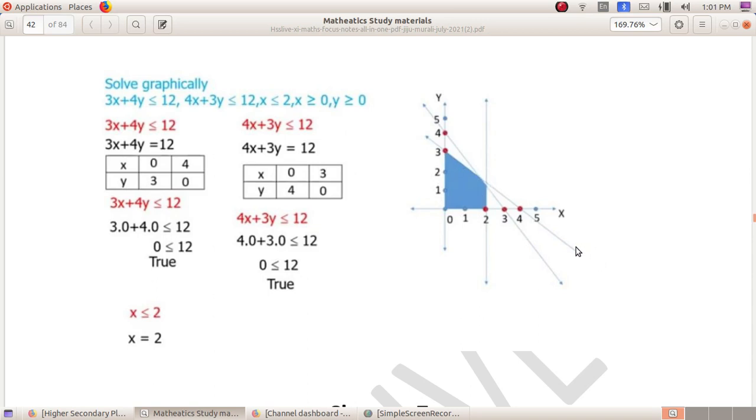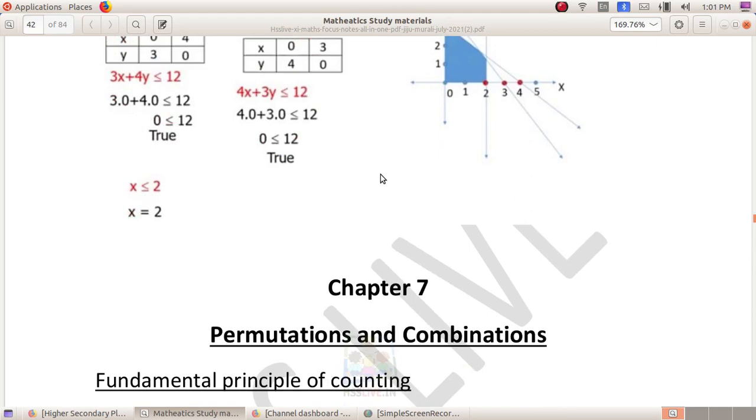Okay. So first shading is here like this. Second shading is like this. Third shading is like this. So the common area will be here. So that is the answer. Okay. So that is all about this chapter.